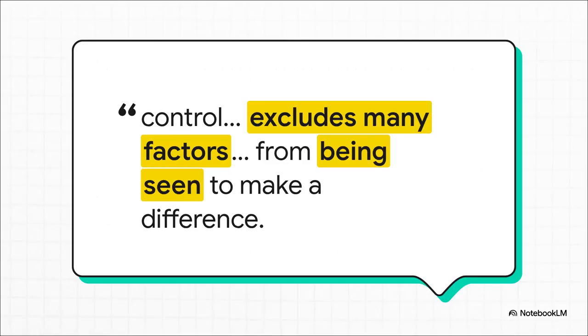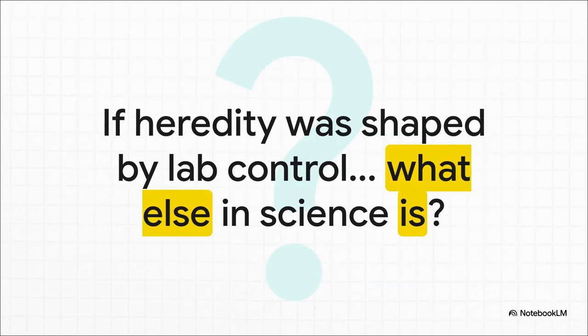This quote from the source material just hits the nail on the head. Experimental control doesn't just let you see things clearly, it also excludes many factors from being seen to make a difference. Our tools don't just reveal the world, they actively shape what parts of the world we're even able to see. And that leaves us with one last big provocative thought. We started with what we thought was a simple biological fact, but we ended up questioning how we even produce scientific knowledge itself. If one of the most fundamental ideas in biology was actually shaped by the artificial limits of a lab experiment, it makes you wonder, doesn't it? What other truths out there are really just reflections of the tools we use to find them?